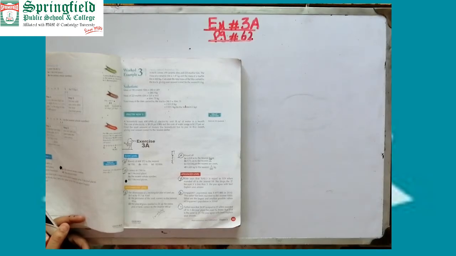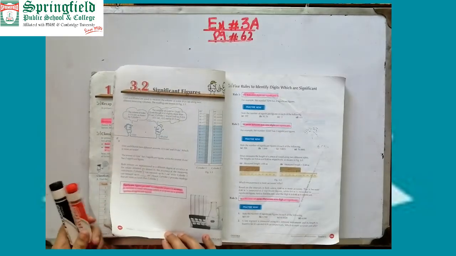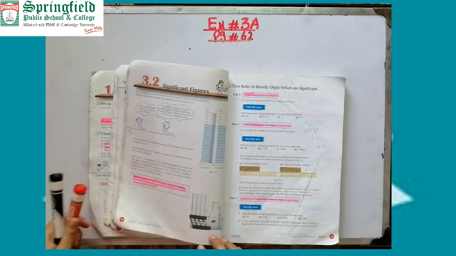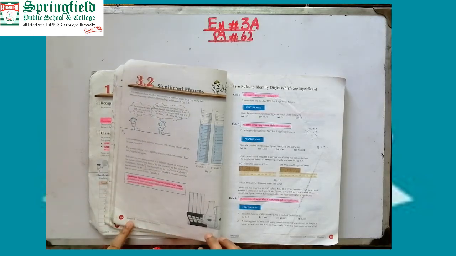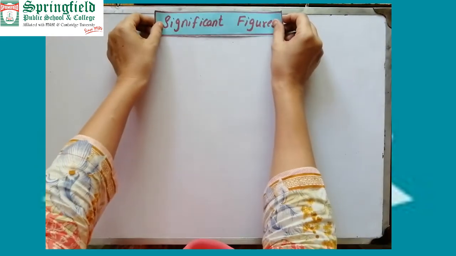Okay, now questions 5, 6 and 7 are not included in your assignment. Now come to page 63, and the topic is significant figures. Okay, the new topic is significant figures.